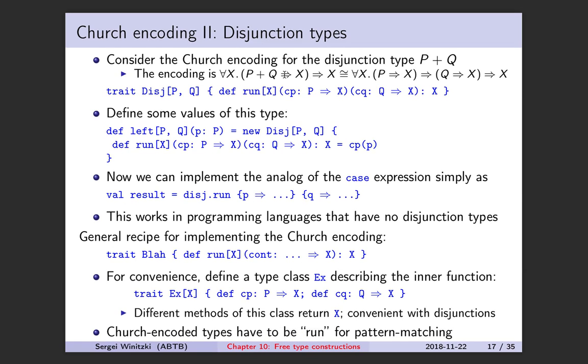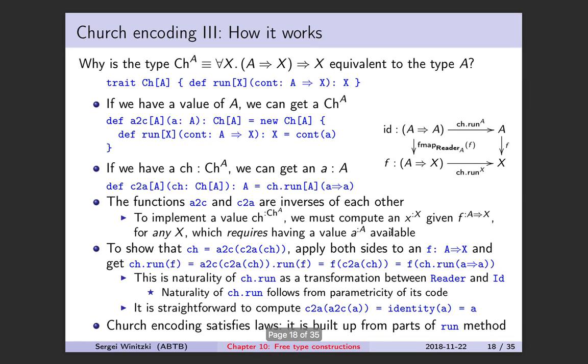I show how church encoding works for disjunction types and why this allows you to implement the church encoding in disjunctions in languages that do not have disjunction types. I explain in detail why is it that this type expression is equivalent to the type A, and prove that this is so in terms of observable equivalence.